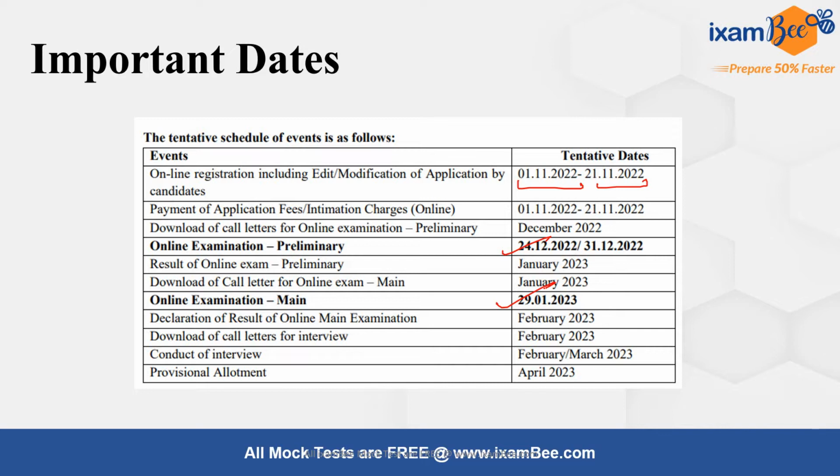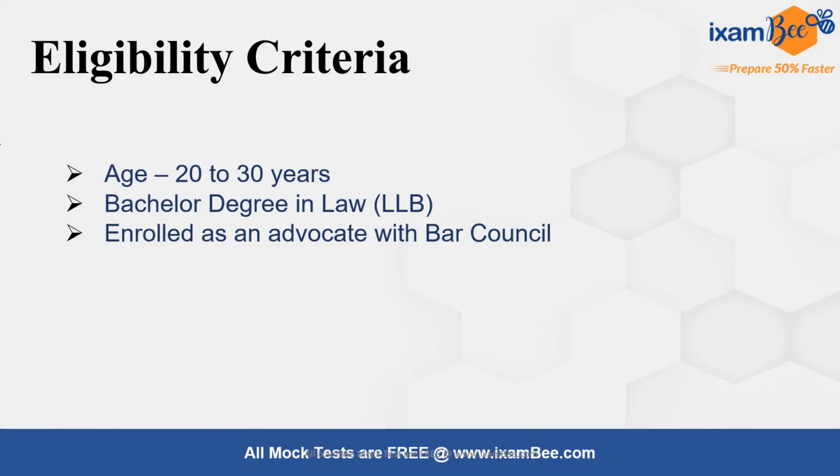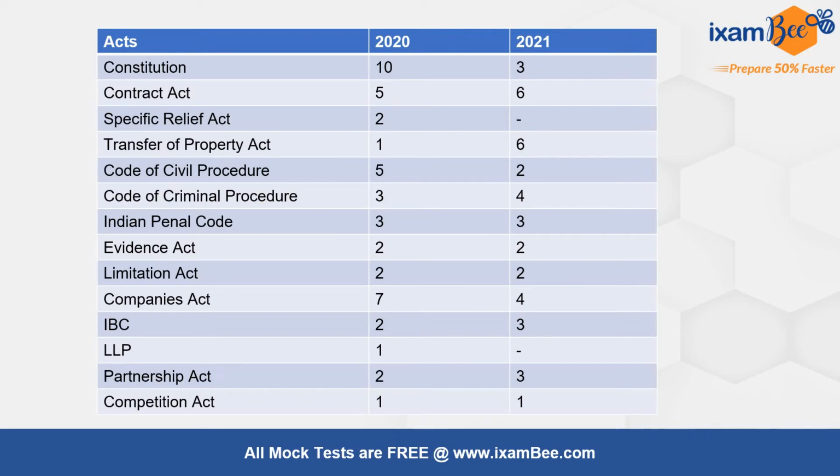The eligibility criteria requires an age between 20 to 30 years, a bachelor degree in law, and you should be enrolled as an advocate with the Bar Council of India. Now let's look at the acts from which questions came over the previous years: Constitution, contract, transfer of property, code of civil procedure, code of criminal procedure, IPC, evidence, limitation, companies, IBC, partnership, competition. These are the topics from which you can definitely expect questions in the exam.